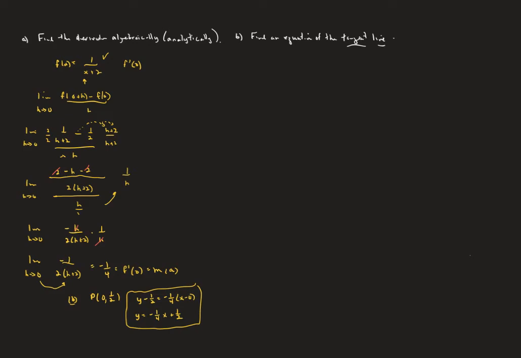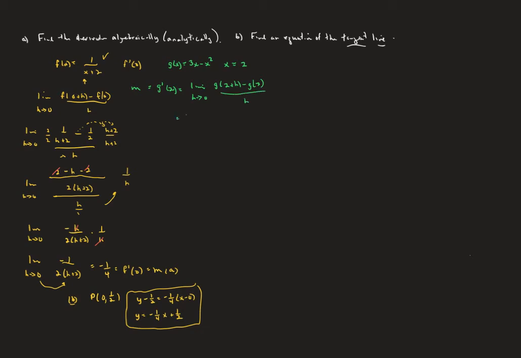So let's do another one. We're going to say this time g of x is going to equal 3x minus x squared, and our x value is going to be 2. So here we go. To find g prime of 2, we're going to take the limit, because remember this is going to give us our slope. We're going to take the limit as h goes to 0 of g of 2 plus h minus g of 2 all over h.